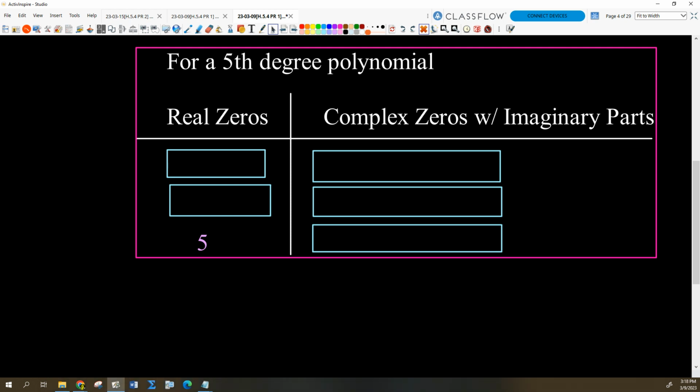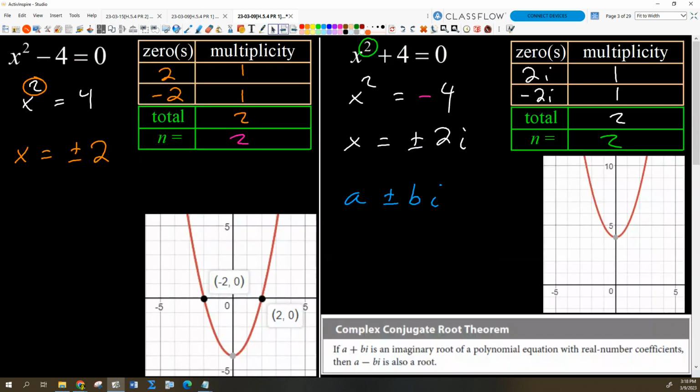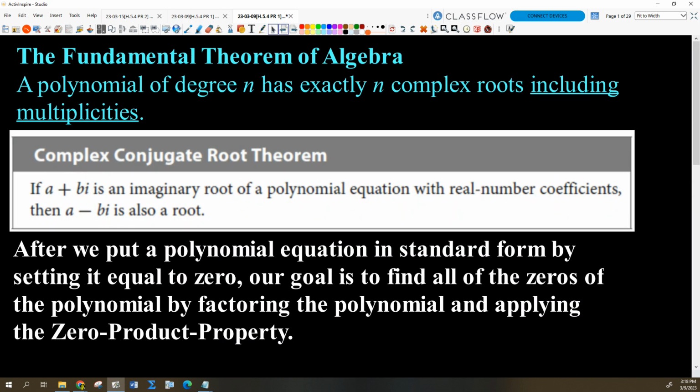That's not going to work. How come? What's the total number of complex zeros need to be? What does the fundamental theorem tell us? Let's go back. The fundamental theorem of algebra tells us if a polynomial has degree n, then it has exactly n complex roots, including multiplicities, right? Now, are real numbers complex?